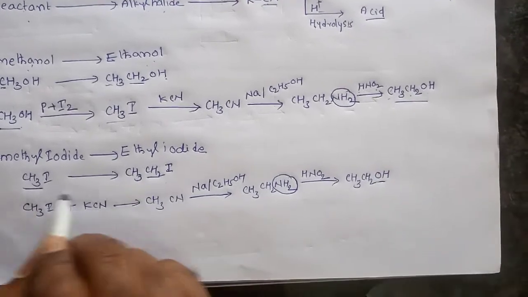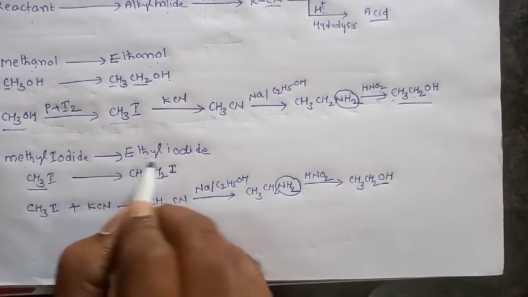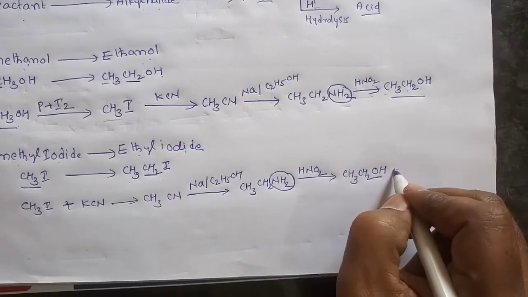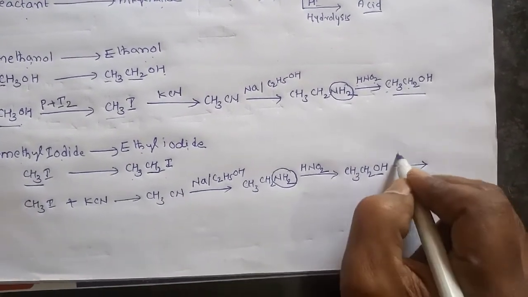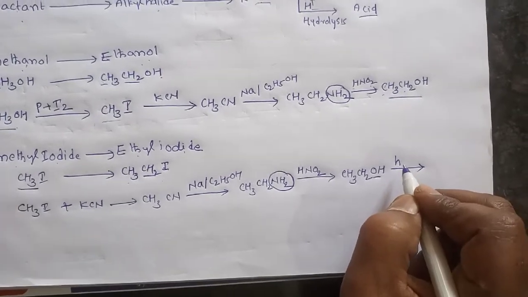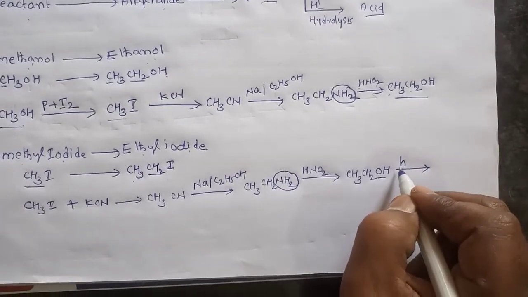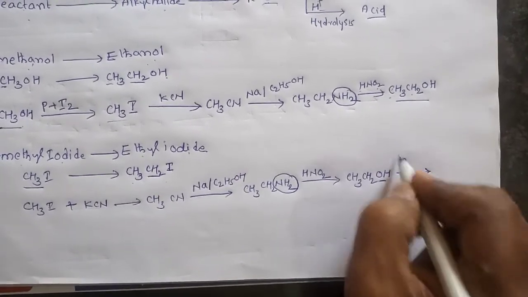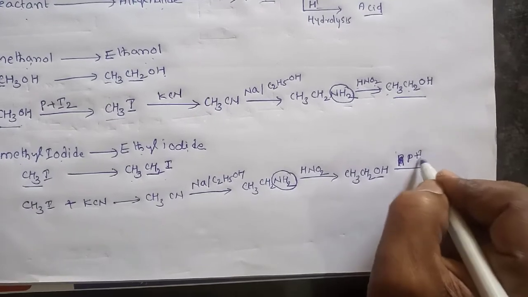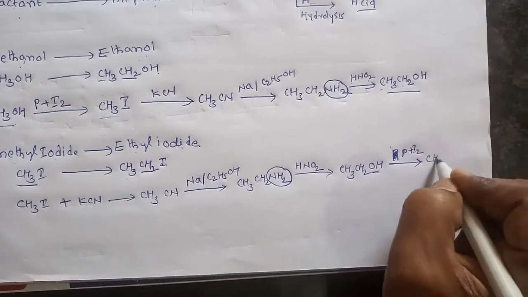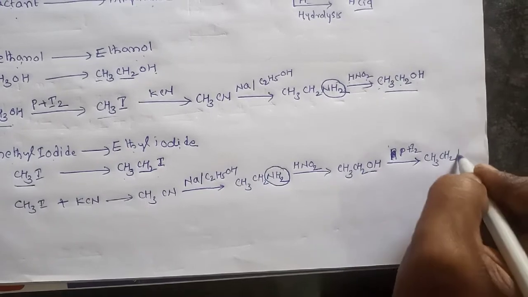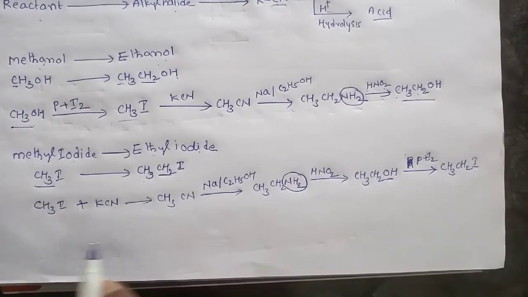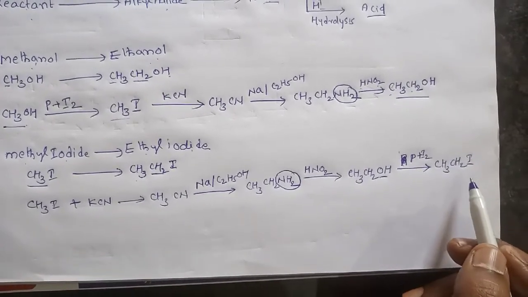Now what we required, methyl iodide converted to ethyl iodide. So ethanol we got. Now conversion into alkyl halide is very easy. Now you have to use light or red phosphorus. You can use the general most common method, red phosphorus. So here we have used red phosphorus in the presence of I2, converted into CH3CH2I, ethyl iodide. Methyl iodide is converted into ethyl iodide.